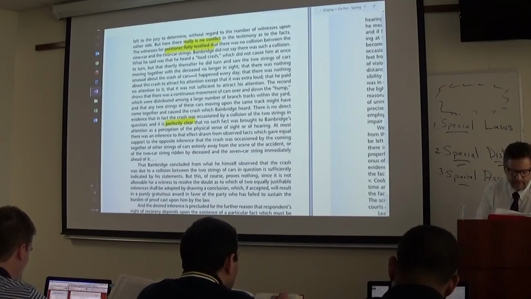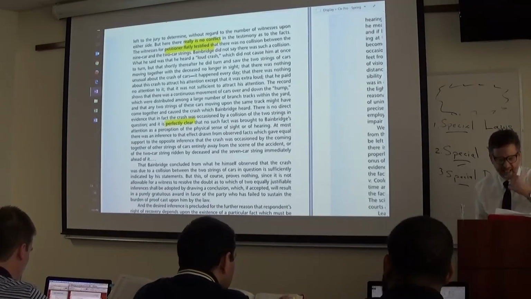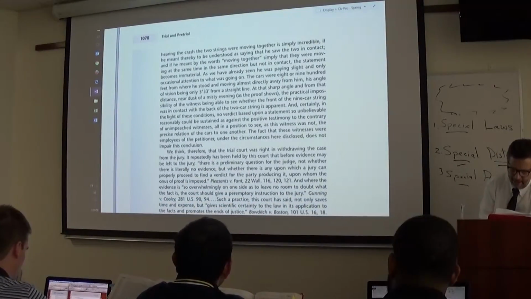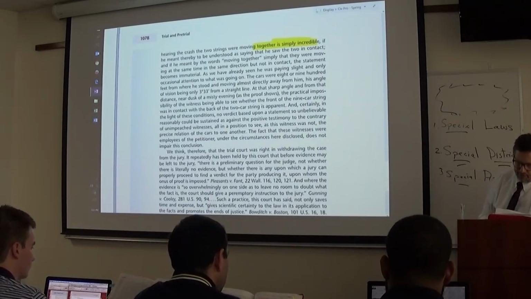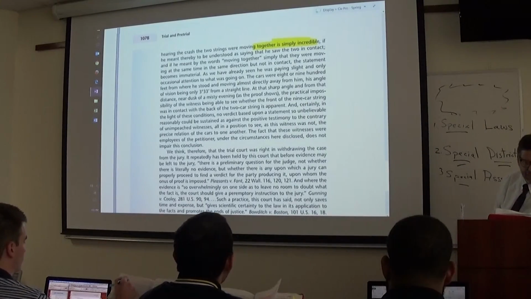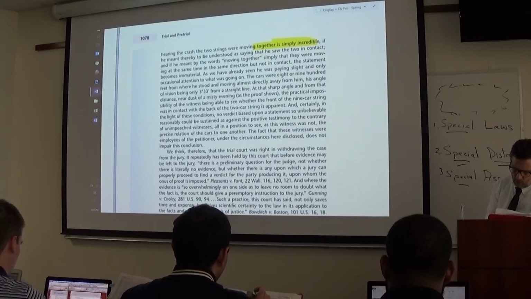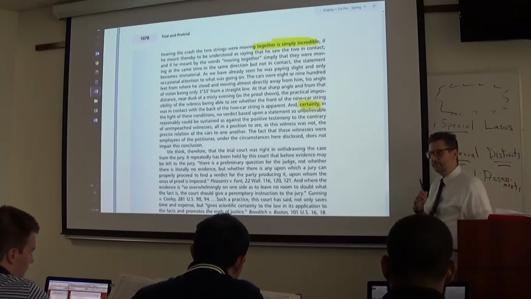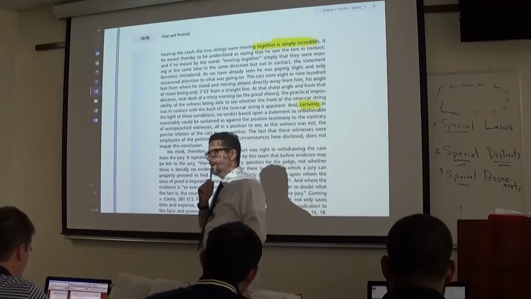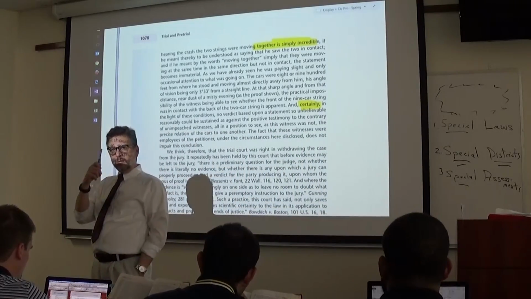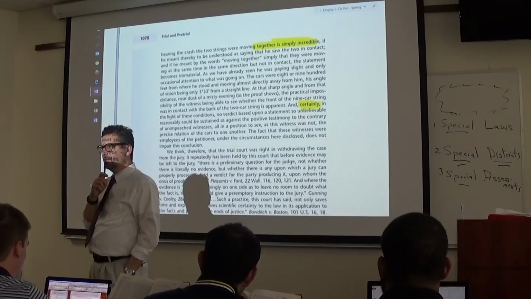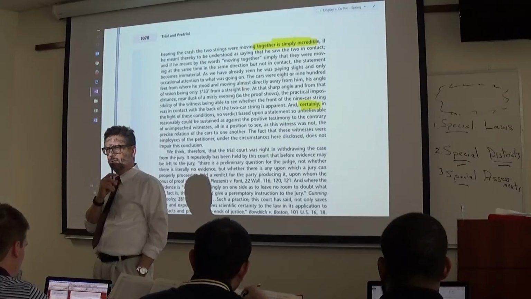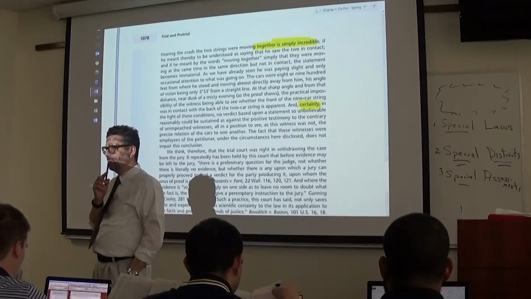Perfectly clear. On the next page, the court says, Bainbridge's testimony on hearing the crash and the two strings were moving together is simply incredible. The court goes on to use this word, certainly. Do you think the court is gauging Bainbridge's credibility or not? Kind of is in some sense, right?